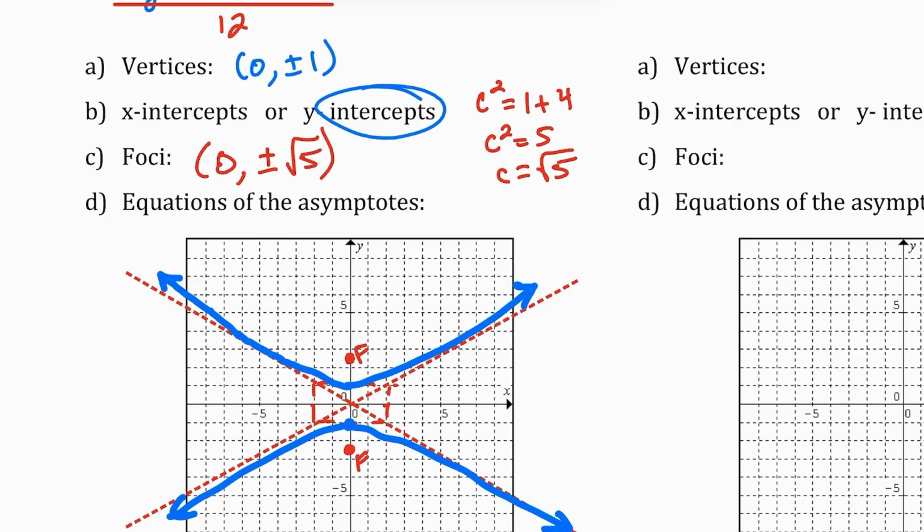The equation of the asymptotes: our rise was up 1 and we ran 2. So our slope is a half. So y equals plus or minus 1/2 x.